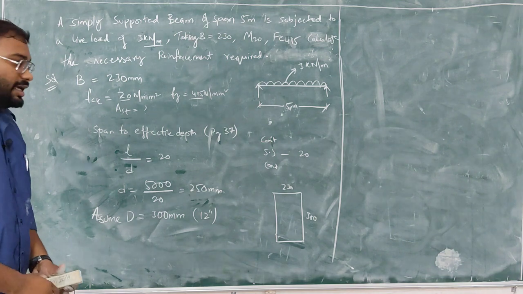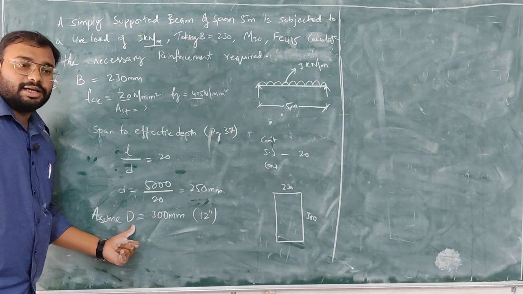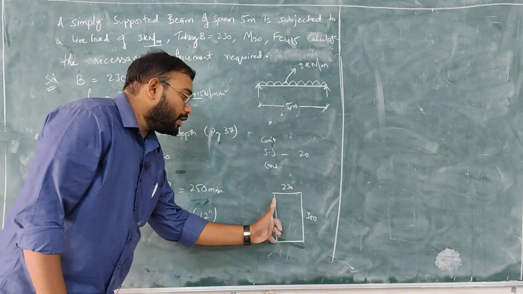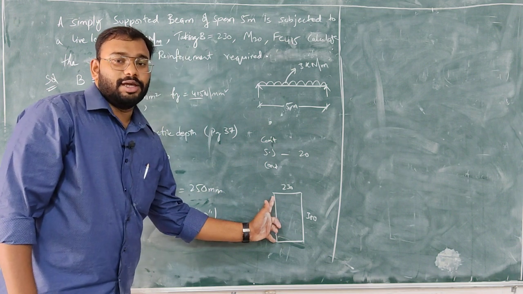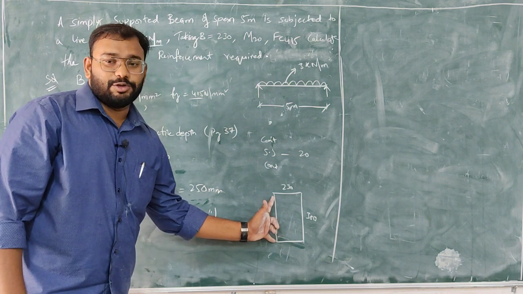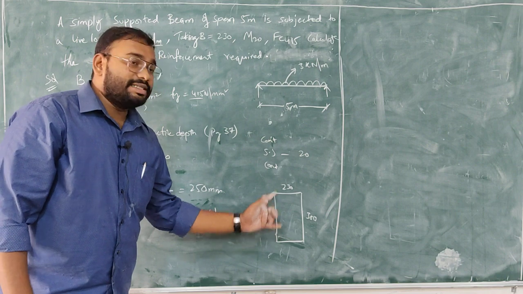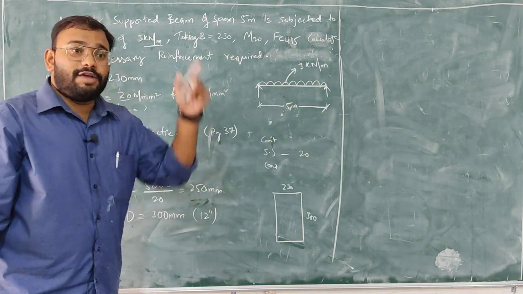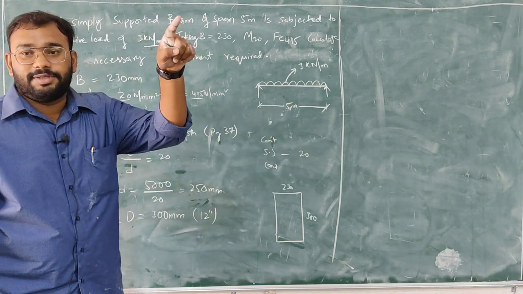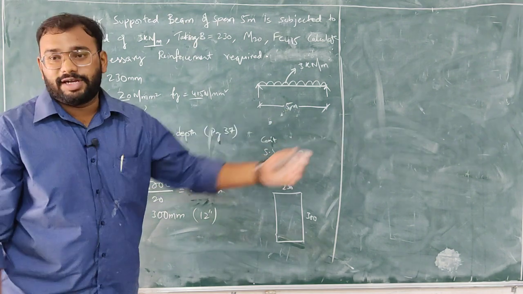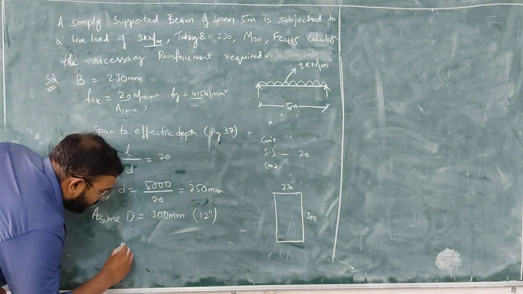Okay. Now see here what I have assumed. I have assumed the overall depth of beam. Overall depth of beam is to be assumed. Why? Because calculations are based on effective depth, but what we provide actually is called the overall depth. Calculation should be based on effective depth, so effective depth is to be calculated.